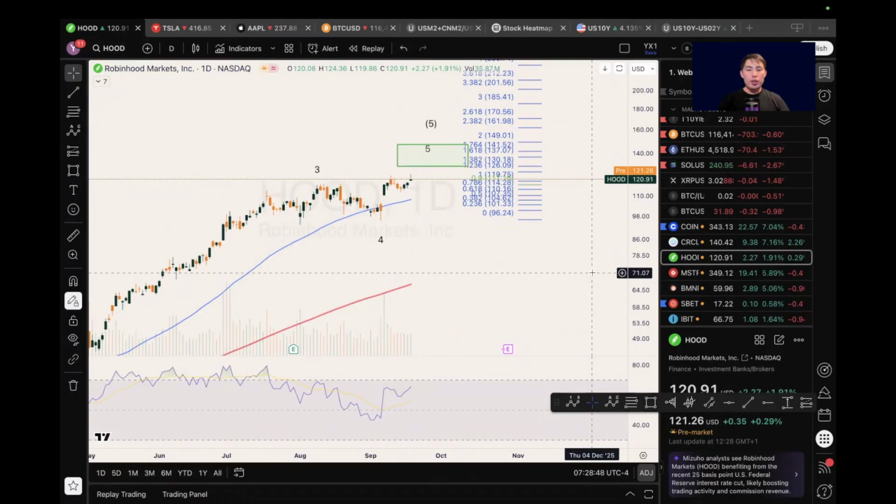Robinhood, very bullish. I think we can approach the 130 level for this wave 5 in the coming weeks, definitely before the year end. It's quite a low hanging fruit at this moment.